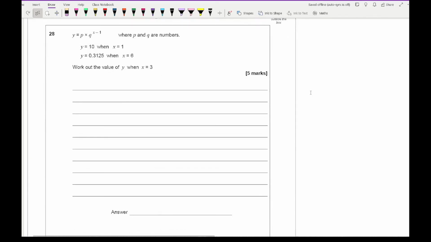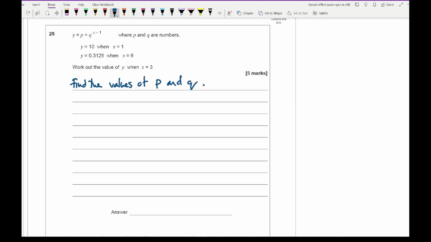Then moving on to question 28, it says that y equals p times q to the power of x minus 1. And it says that when y equals 10, x equals 1, and when y equals 0.3125, x equals 6. The question is asking me to work out the value of y when x equals 3. So for this, what we need to do is find the formula, so find the values of p and q.